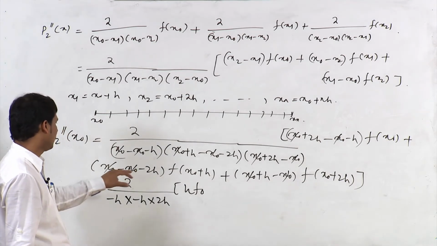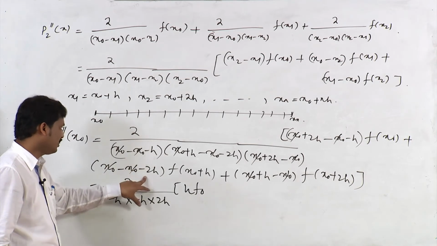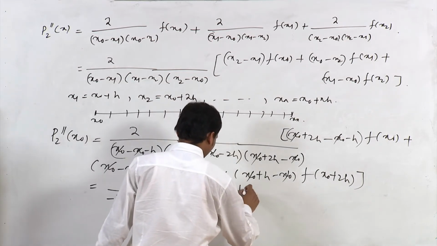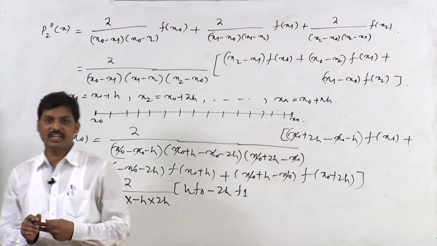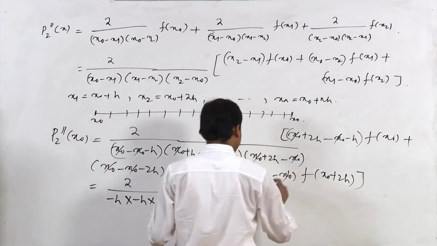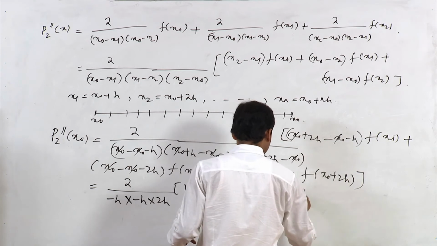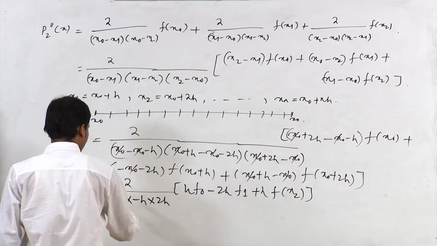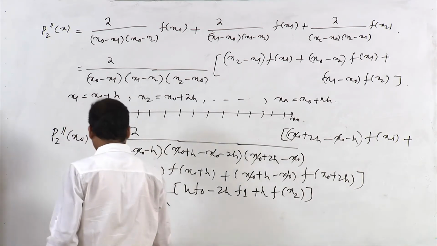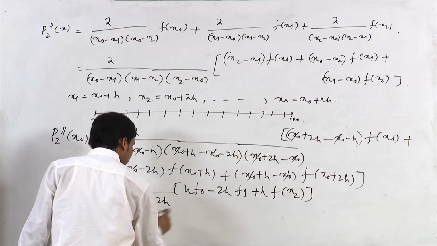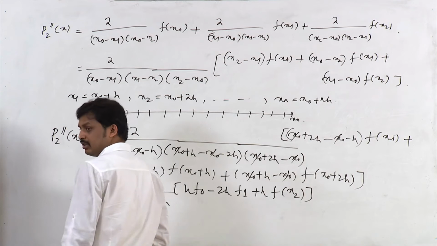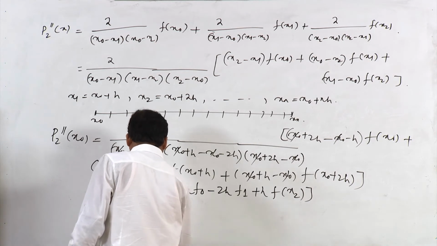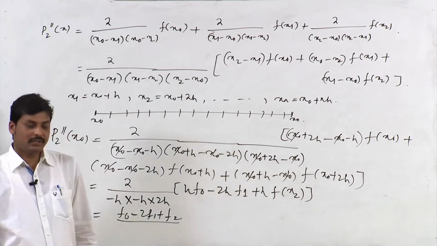The second part is nothing but minus 2h f1, and the last point gives you h f of x2. Finally, since minus minus gives plus, and h can be taken out common from all the terms, we can write f0 minus 2f1 plus f2 divided by h square.